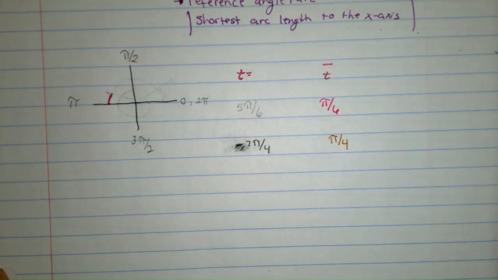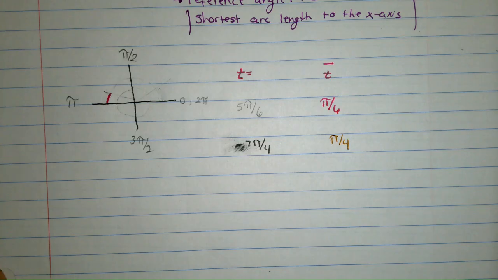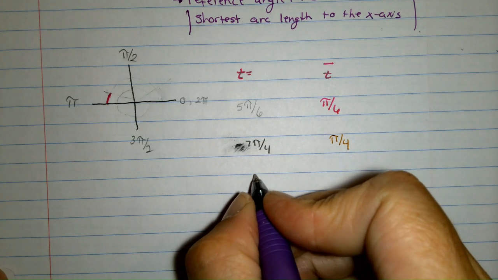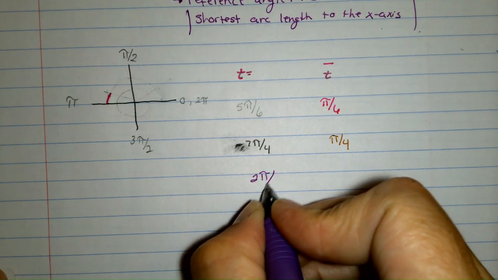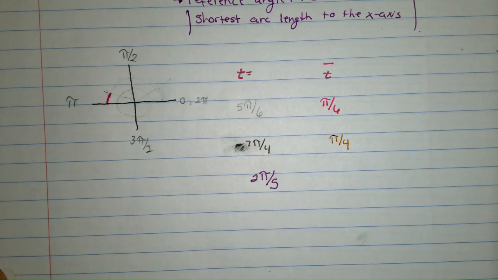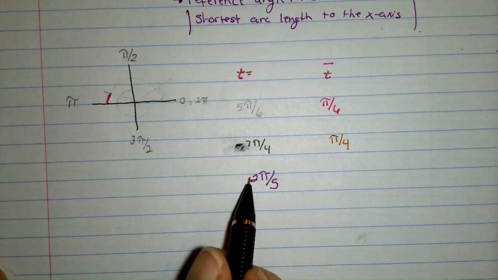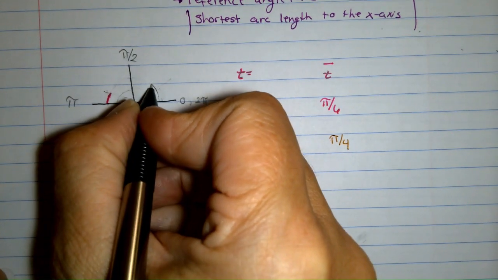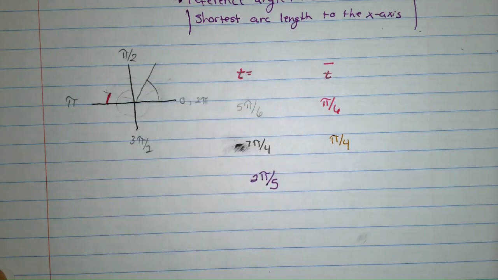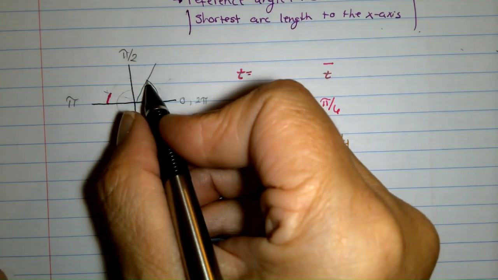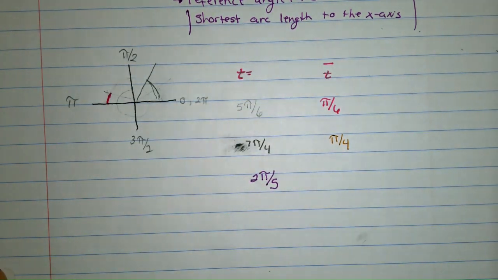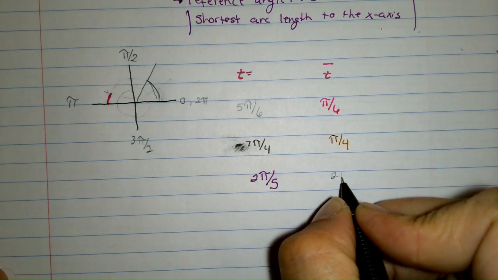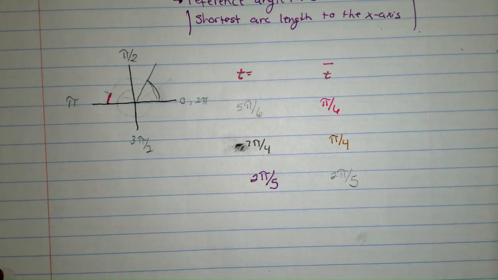What if I said two pi over 5? Okay, so that's not even half a pi. We're somewhere in here. How far are we away from the x-axis? Well, the shortest distance from the x-axis is 2 pi over 5. And that can happen.